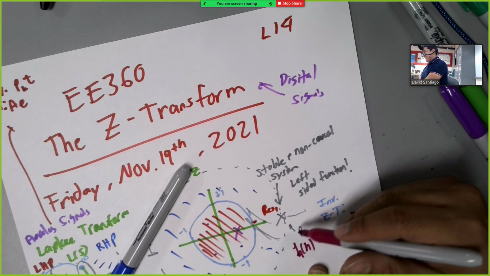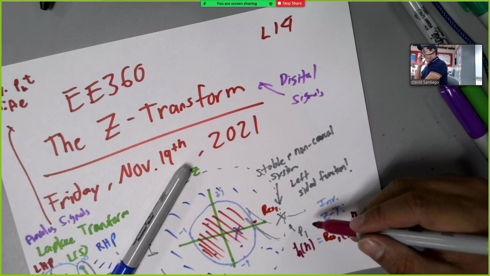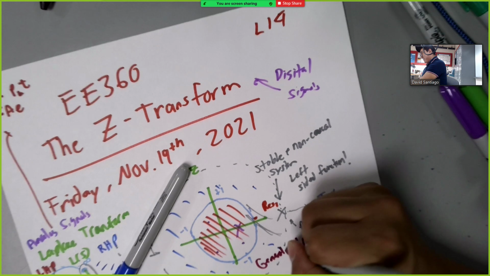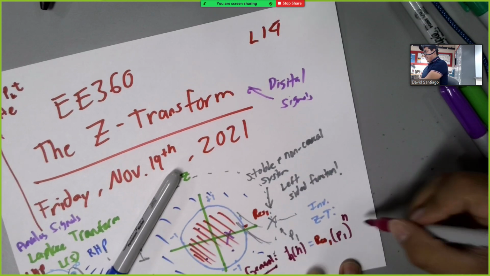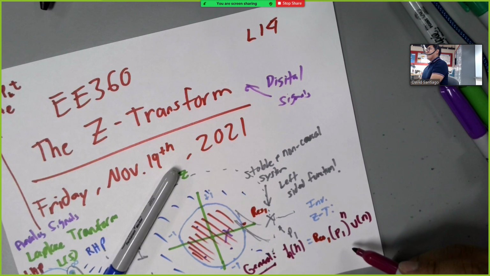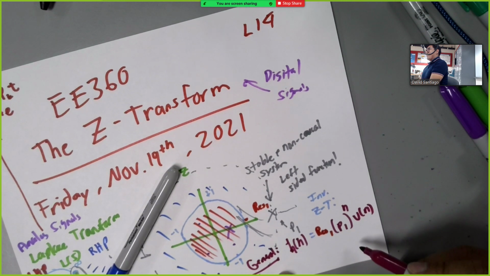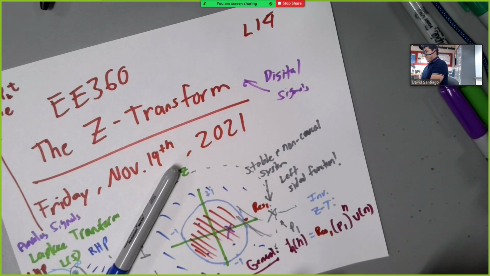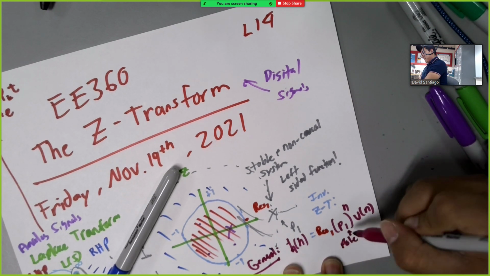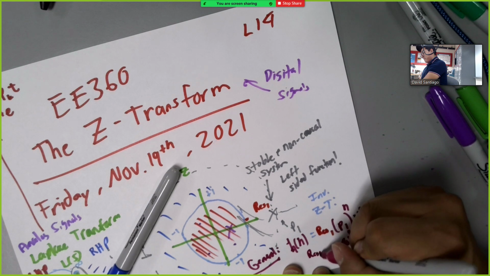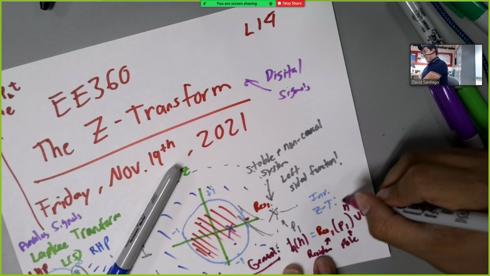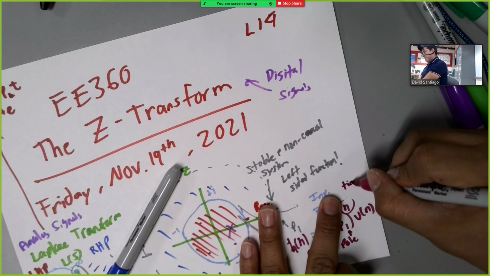U of n. This is a general case. Is that making sense? Kind of? So this is your pole. This is your residue. And then that's just the unit step. And then this is your n right here. This is your time.